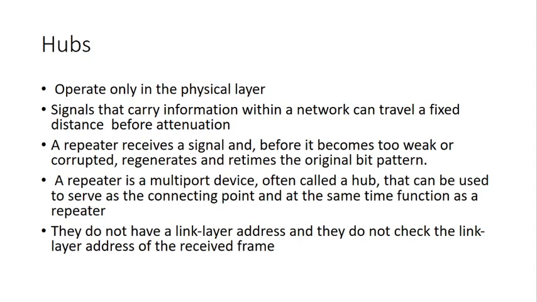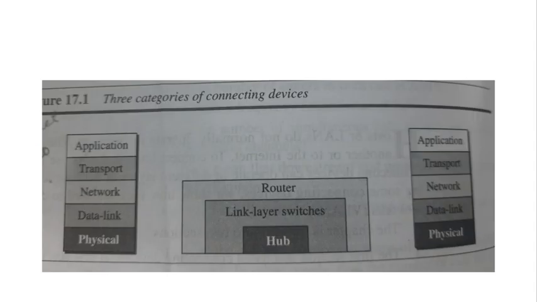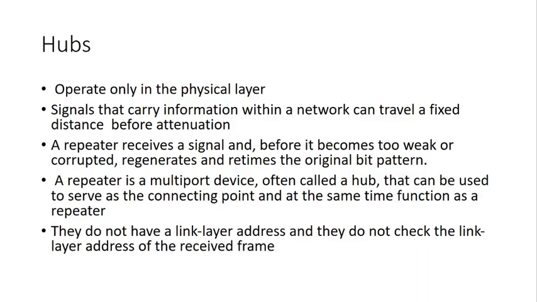First, let's see hubs. As we have mentioned earlier, hubs only operate in the first layer, that is the physical layer. In a communication network, signals that carry information within a network can travel a fixed distance before attenuation.